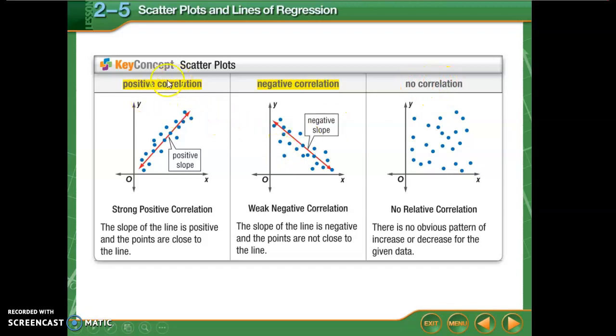So let's talk about the positive correlation first. After you plot the points, you will notice they are more or less clustered in the same direction. If you draw a line, your line has a positive slope, so the points are moving towards the right. The slope of the line is positive and the points are close to the line. That means positive correlation.